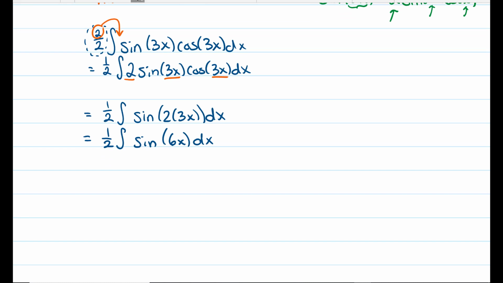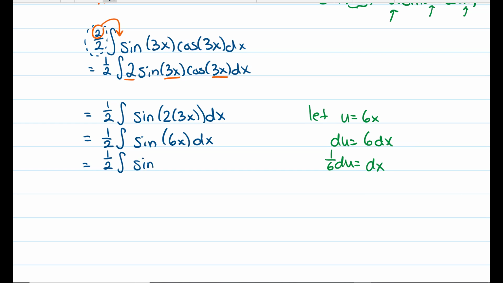Now I can use my u sub. So I'm going to let u equal 6x. I get du is equal to 6 dx, but I don't have a 6 dx, I only have a dx. So I get 1/6 du is equal to dx. So this is equal to now 1/2 the integral of sine of u times 1/6 du. So this is 1 over 12, the integral of sine of u du.